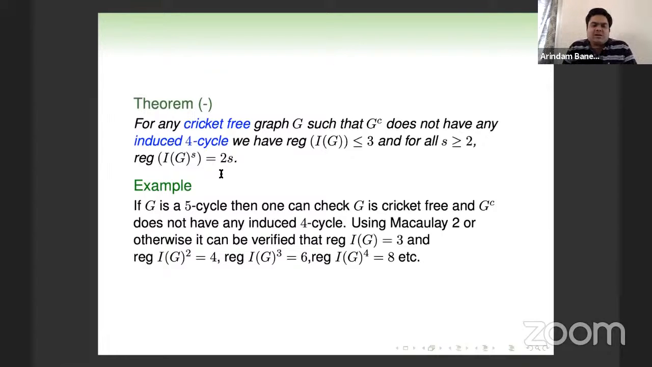Basically, what is the regularity of higher powers of general cycles remained an open problem until 2016 or so, and that became the thesis problem of a friend of mine. And her main result in her thesis was to prove a formula which gives the regularity of I(G) to the power s, where G is an n-cycle in general.